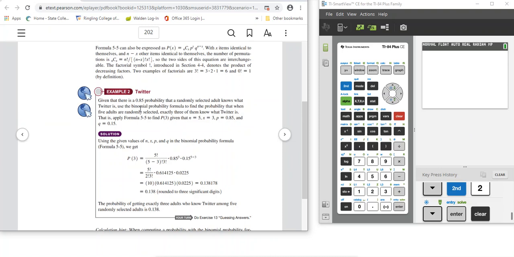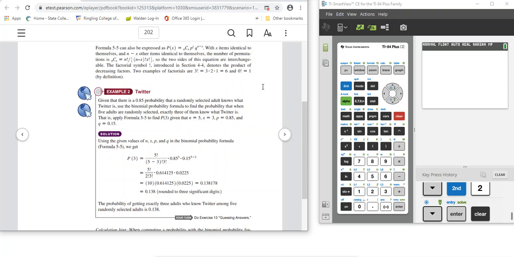So it says, given that there's a 0.85 probability that a randomly selected adult knows what Twitter is. So we're either saying they do know what Twitter is or they don't. That's it. So that's all we got to know, 85%. So let's go down here. It says that given that n is 5, so we're going to ask 5 people, 5 adults, randomly selected. What's the odds that 3 of them will recognize Twitter?